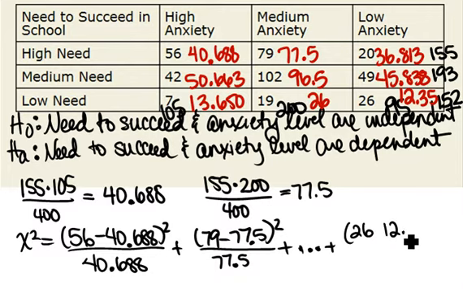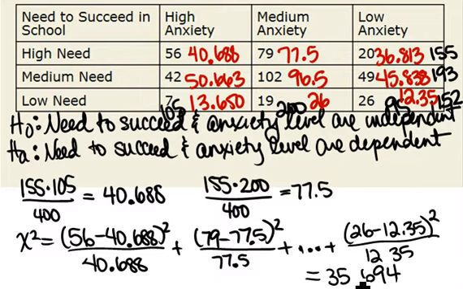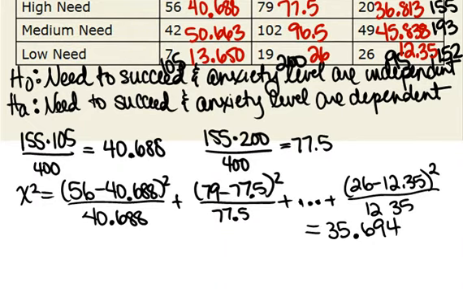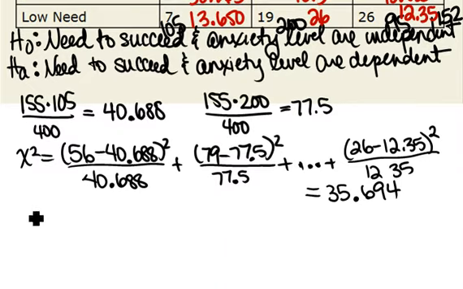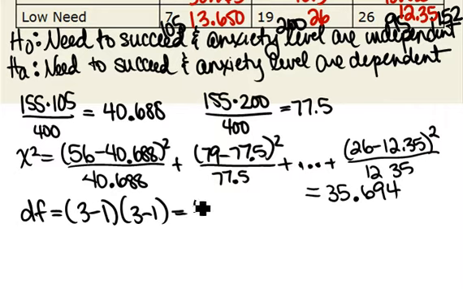Notice if you do look in the table that all of those values I added in red, all those E's, are greater than 5, so the conditions required for the test to be valid are satisfied. And for this, what you should get is a test statistic of 35.694. Degrees of freedom for our chi-squared for a test of independence is number of rows minus 1, times number of columns minus 1. So we have 3 for each of these. So we'll get degrees of freedom 4.